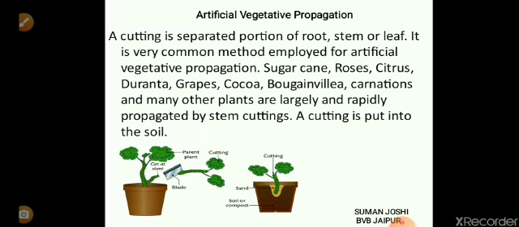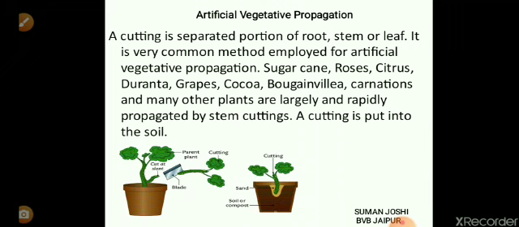Now we have seen the natural vegetative propagation with the help of root, stem, leaf, then bulbil. Now we'll study the artificial vegetative propagation. The first method is by cutting. Cutting is actually the separated portion, it may be from root, stem or leaf, and it is a very common method which is used in sugarcane, roses, citrus, grapes, bougainvillea and other very common plants.